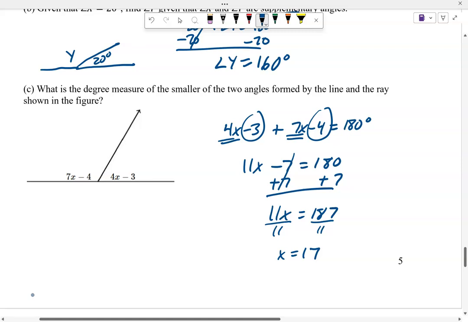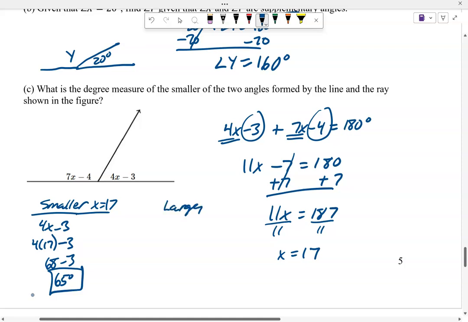So what's the degree of the smaller angle? Well, the smaller one would be this 4x minus 3. And we know x is 17, right? So 4 times 17 minus 3. Well, 4 times 17 is 68. Minus 3 is 65 degrees. So that's our answer. Because the larger one is that 7x minus 4. Well, 7 times 17 is 119 minus 4 is 115 degrees. That's the larger one. Again, they want the smaller. What's the smaller one? 65 degrees. So 65 degrees is that one.